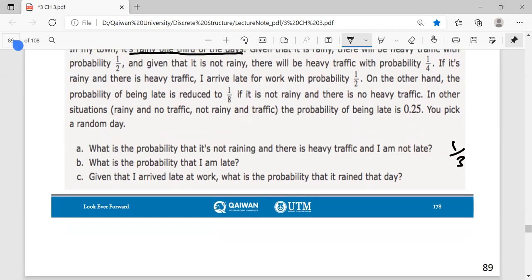So the probability of no rain is 2/3, isn't it? So the sum of them must be 1. The probability of any event with its complement must be 1. Okay, here it says the probability of rainy is 1/3, so the probability of not rainy is 2/3.